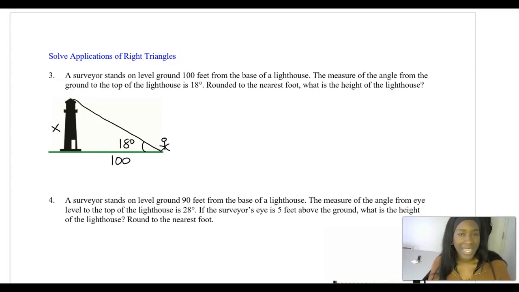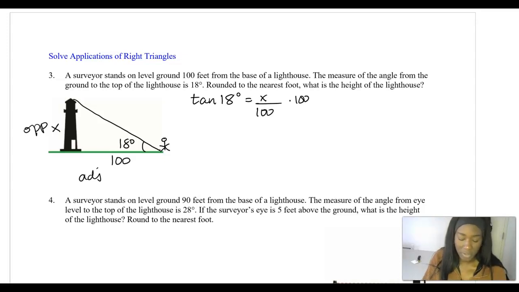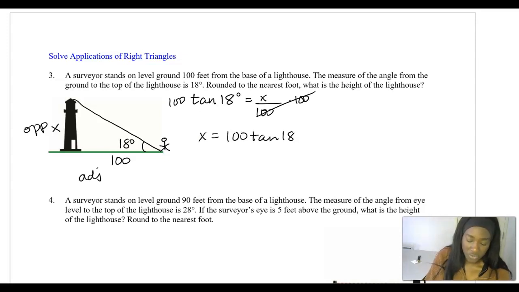So relative to the 18 degrees, what we're looking for is the opposite side, and what we have is the adjacent side. So we're going to use tangent, because tangent of 18 degrees is the opposite side, x, over the adjacent side, 100. To solve for x, we multiply both sides by 100 to see that x is 100 tan 18 degrees. Approximated to the nearest foot, that is 32 feet.